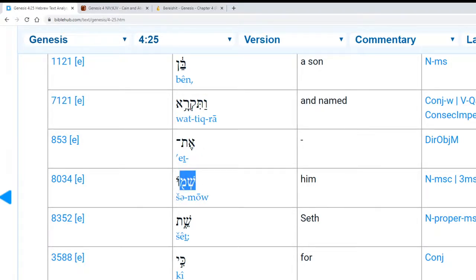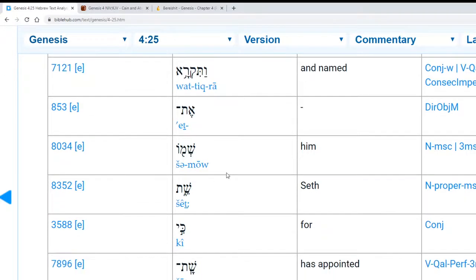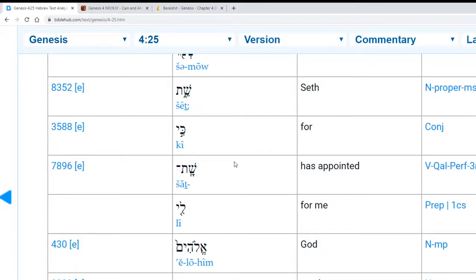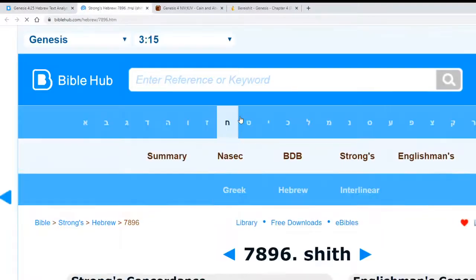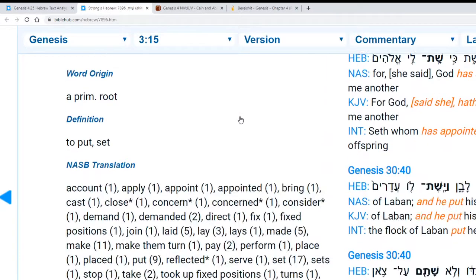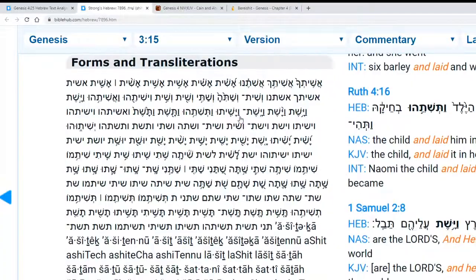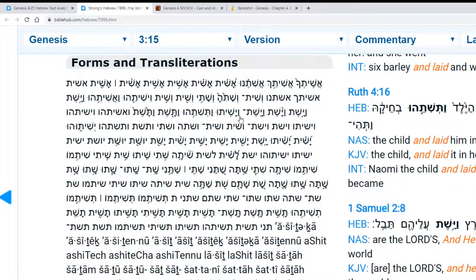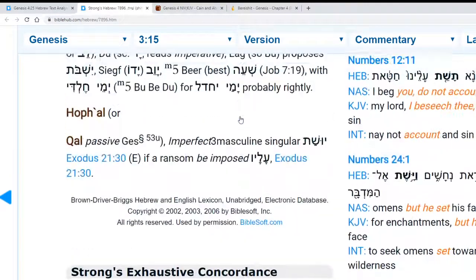direct object marker, shemo, right? Shem means name, the vav at the end means his. Shet, right? Seth. Shin tav, Shet. Ki, because. Shat li, so this is a rare verb, I believe. Not so rare. 83 occurrences. Tashet, yashet, to set.